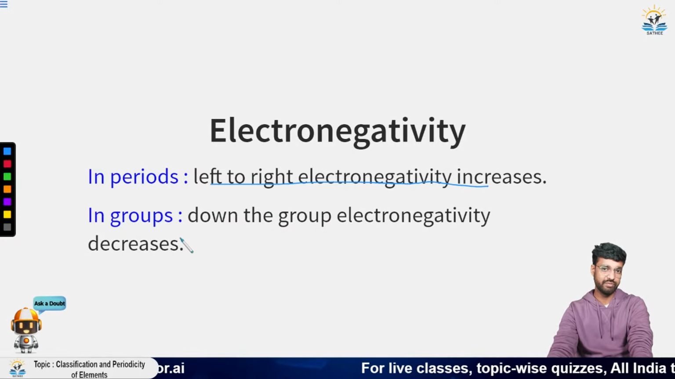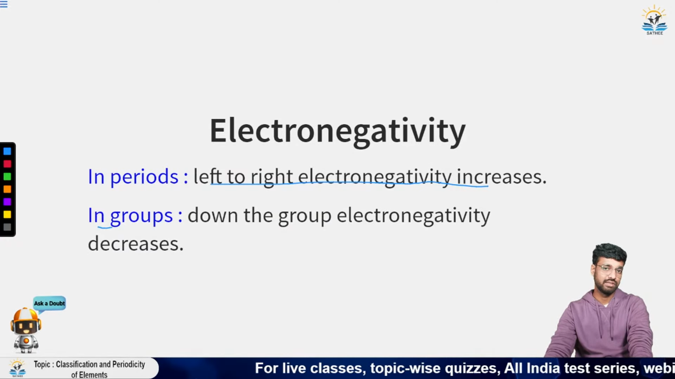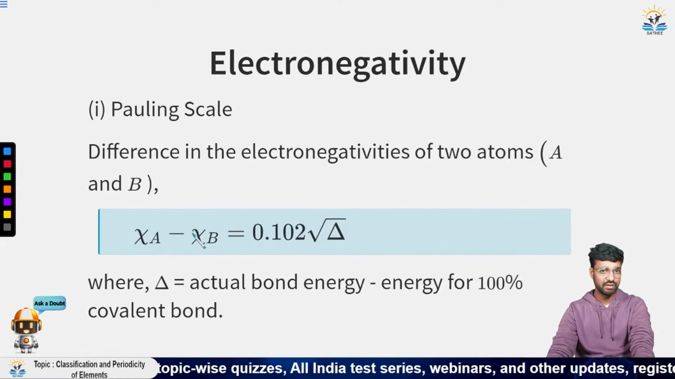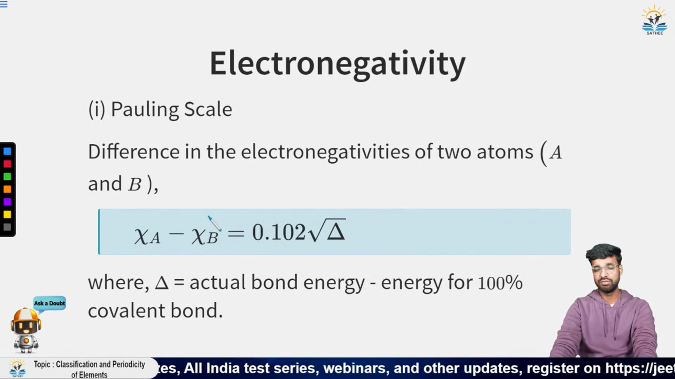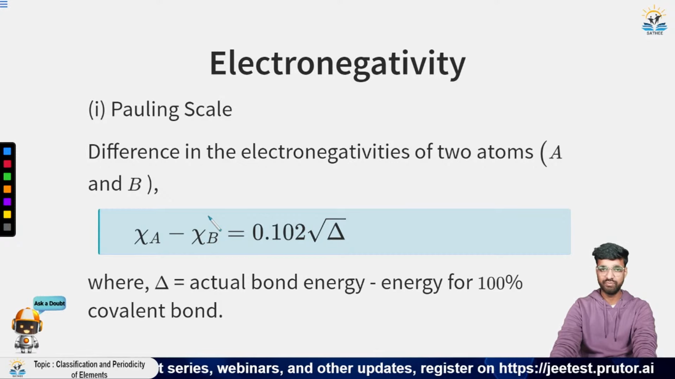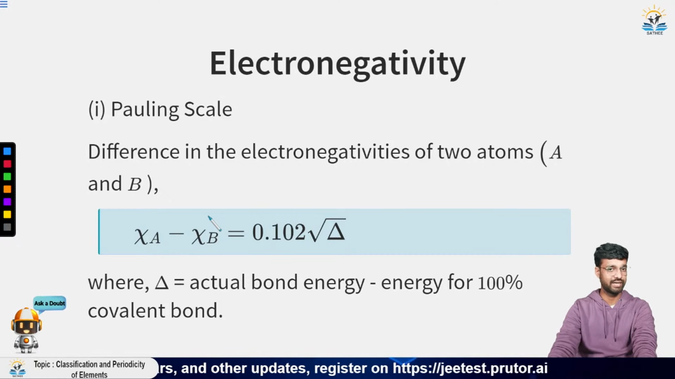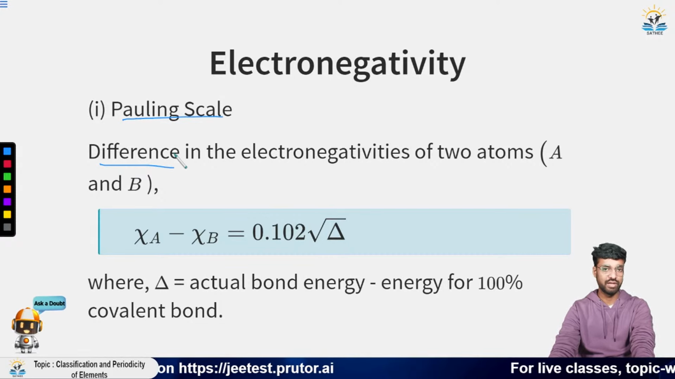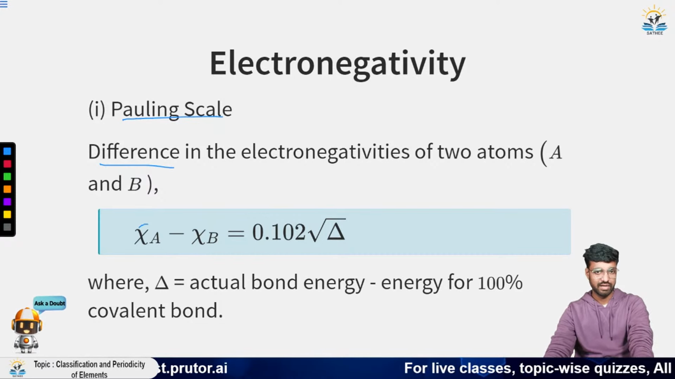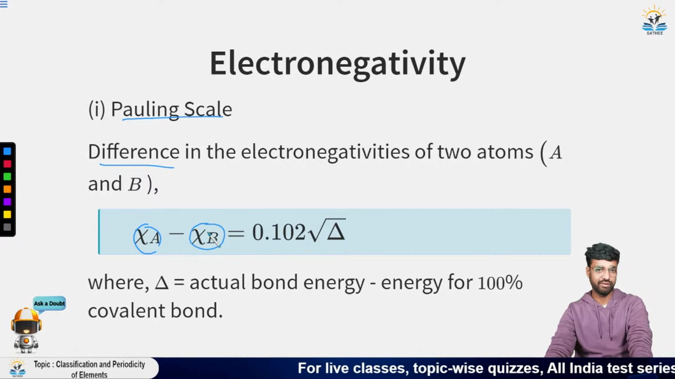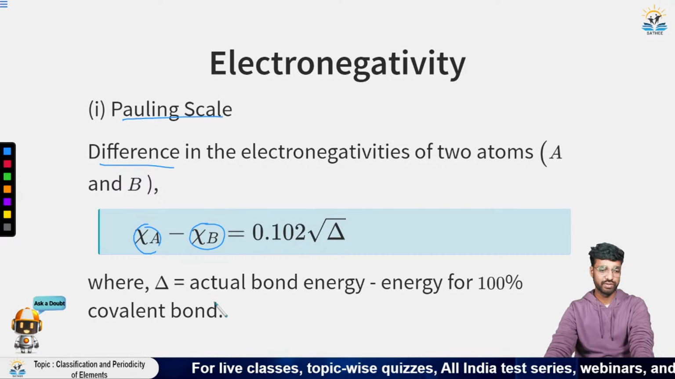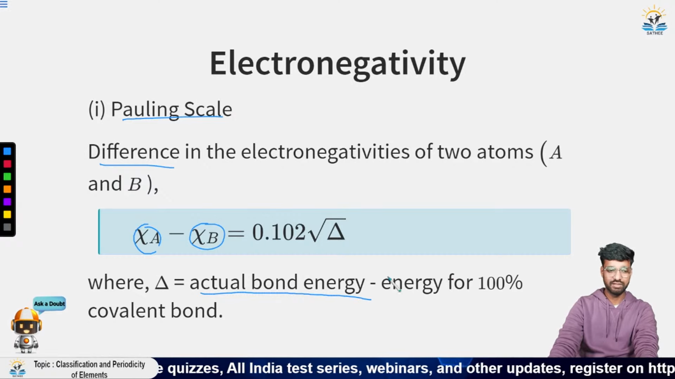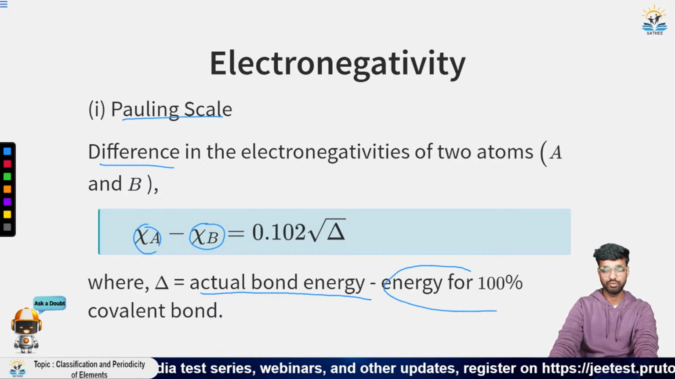Now in a period, as we move from left to right, the electronegativity increases, for the same reasons as ionization enthalpy. If you move down the group, the electronegativity decreases. Now, we call it a tendency, but we do want to measure it. We do want to say this is the value of electronegativity. For that reason, Mulliken and Pauling have given scales. The Pauling scale is simple: it says the electronegativity of A minus the electronegativity of B is equal to 1.012 root delta, where delta is the bond energy minus the energy for a 100% covalent bond. We'll see what it is.